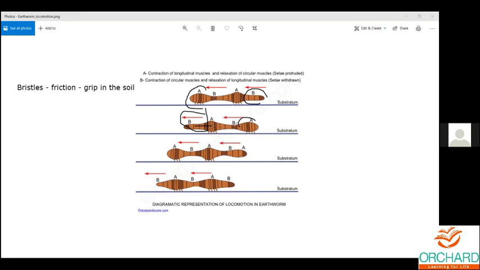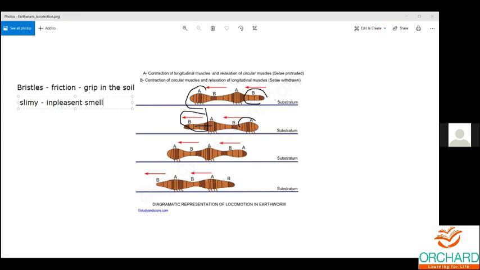While they are moving, they will be covered with a slimy substance, so they cover themselves with a slimy substance. This slimy substance does not have a pleasant smell, it has an unpleasant smell. That's why when you touch an earthworm, you get this unpleasant smell. They do it to protect themselves from predators, but also for movement.